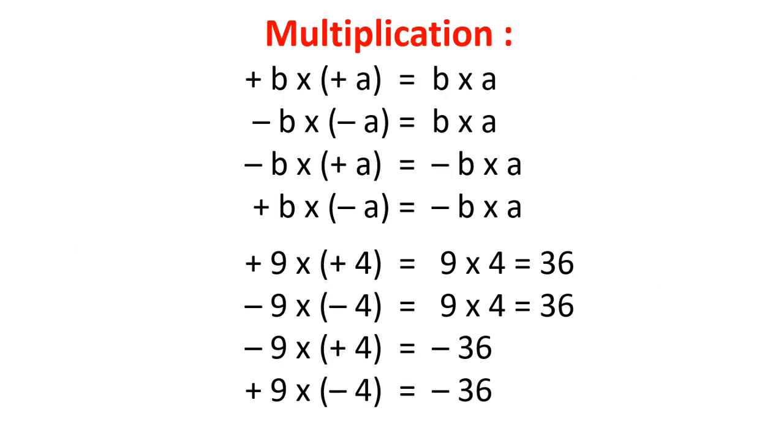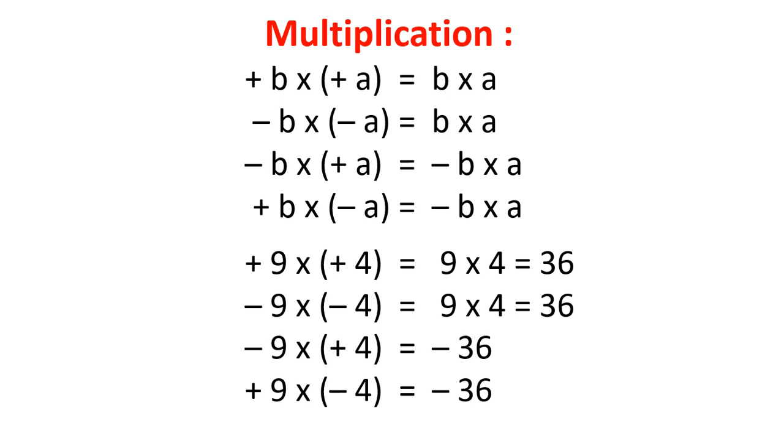Multiplication. Plus B into plus A is equal to B into A. Minus B into minus A is equal to B into A. Minus minus become plus. Minus B into plus A is equal to minus B into A. B into minus A is equal to minus B into A.